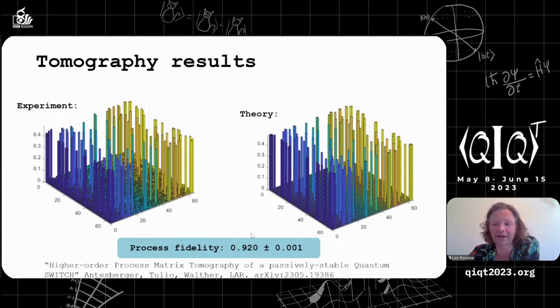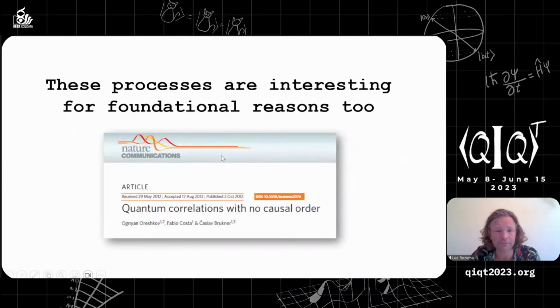I do want to stress that our experimental implementation being passively stable really helped. We needed on the order of 10,000 different measurement settings, and this took about 36 hours of continuous data acquisition. So it was really important that we had a stable phase throughout the experiment.